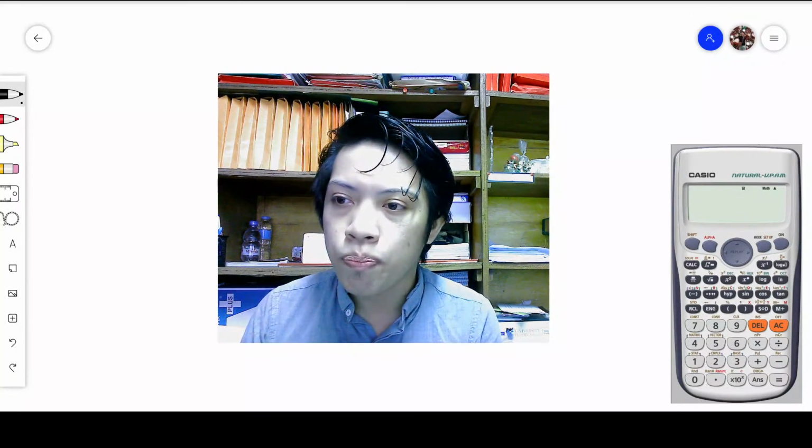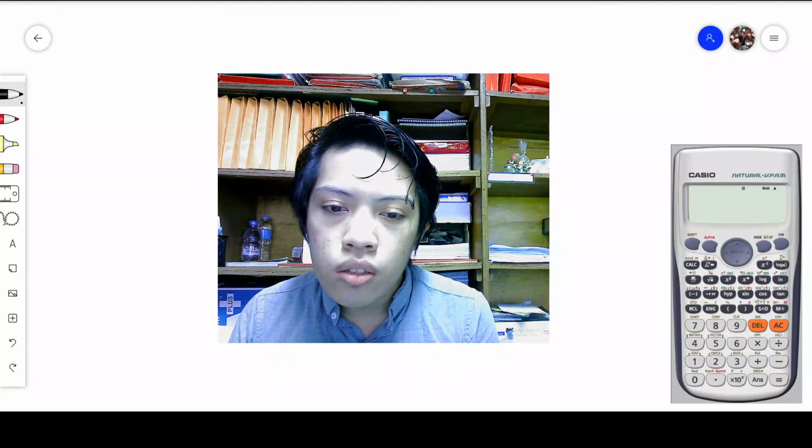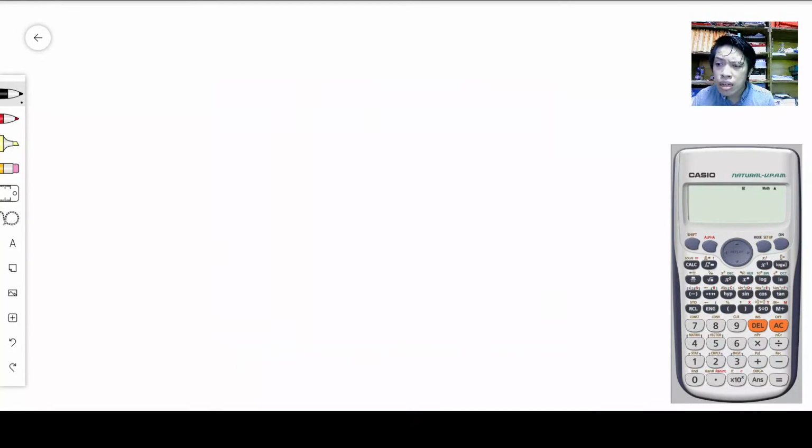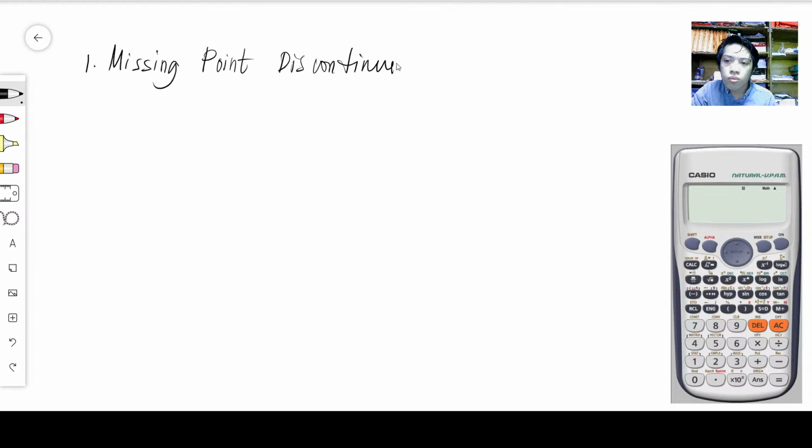Number one, types of discontinuity. We have here what we call the missing point discontinuity. So, ano ba ang missing point discontinuity na yan? We have an example here.